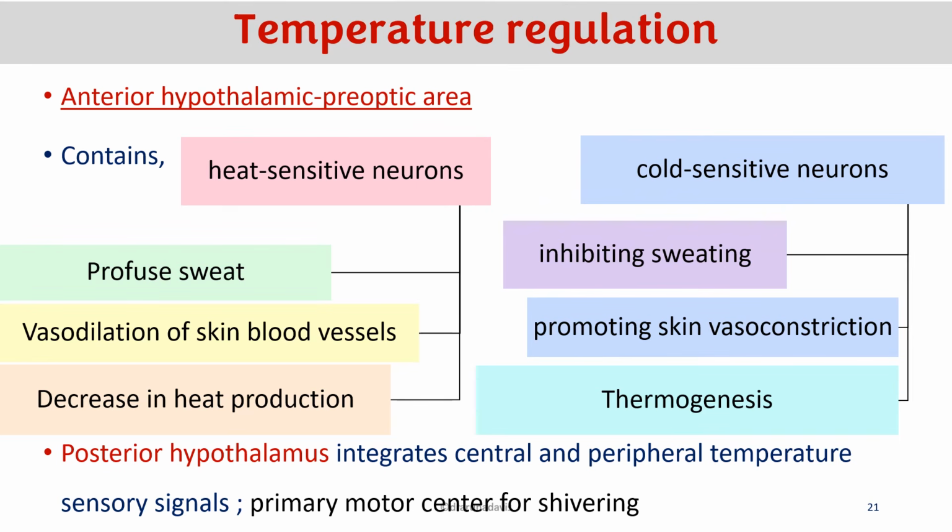See, when it is very cold, we tend to shiver, right? That area is controlled by the posterior hypothalamus. So remember, in temperature regulation, both the anterior as well as the posterior hypothalamus have an important role.